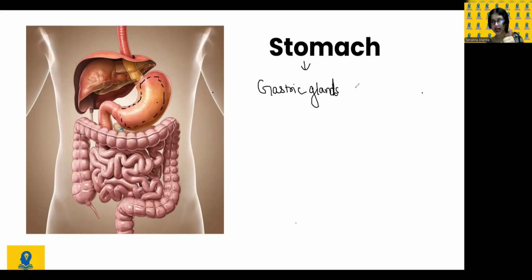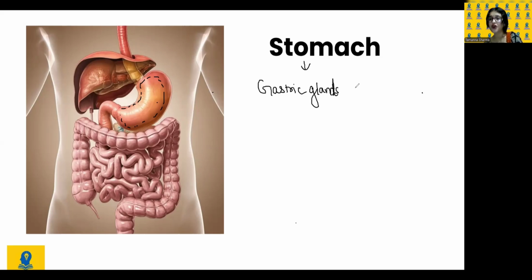First is hydrochloric acid. It is an acid, so it makes the atmosphere acidic. And what happens if there is too much acidity? Is it healthy? It isn't. Because hydrochloric acid is strong, it can even cause holes in your stomach.